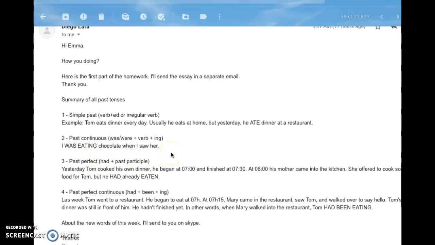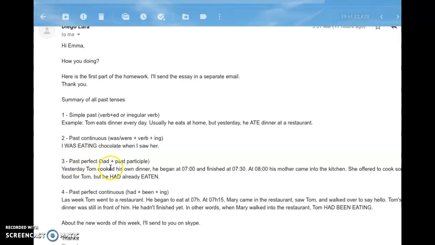Past perfect, but the present perfect you forgot. Have eaten. I have eaten. Okay, I have eaten a chocolate. So there is one missing.